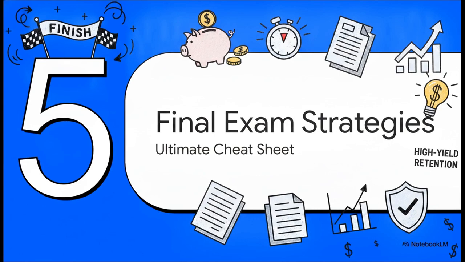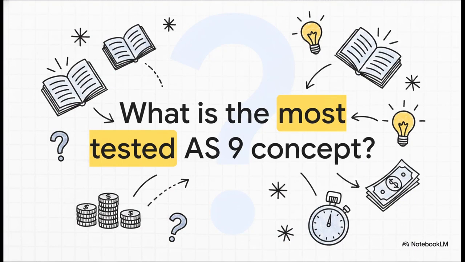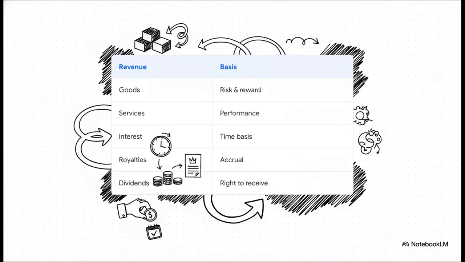Section 5, Final Exam Strategies, the ultimate cheat sheet. Okay, we're in the home stretch now, distilling everything down purely for high yield retention. I want you to think about this actively for a second. According to official ICAI exam notes, what do you think is the single most frequently tested concept in all of AS9? Any guesses? It's this right here, the exact basis of revenue recognition for different types of income. Honestly, I urge you to literally take a mental snapshot of this master summary table.